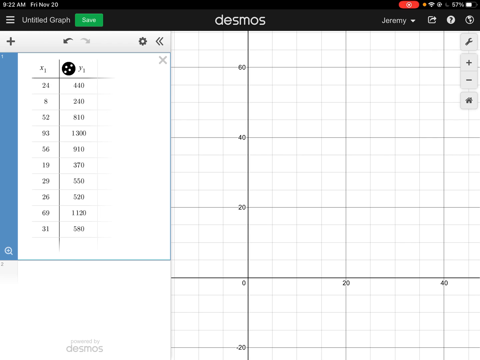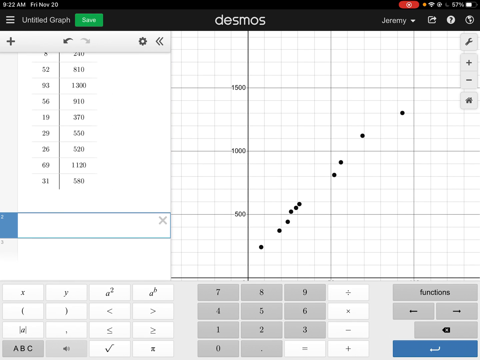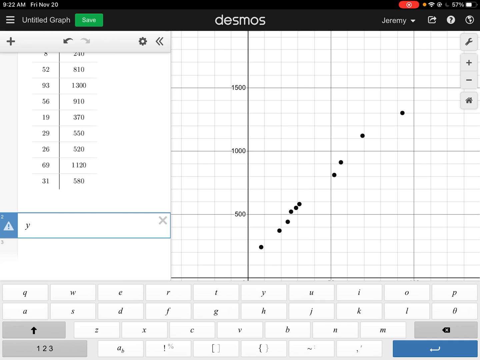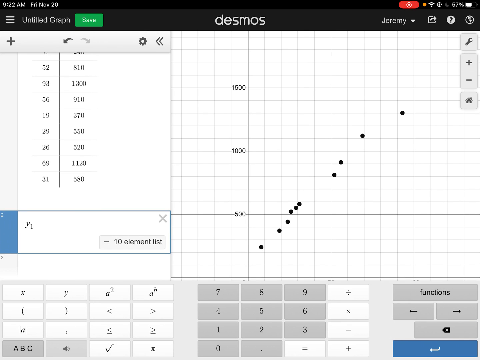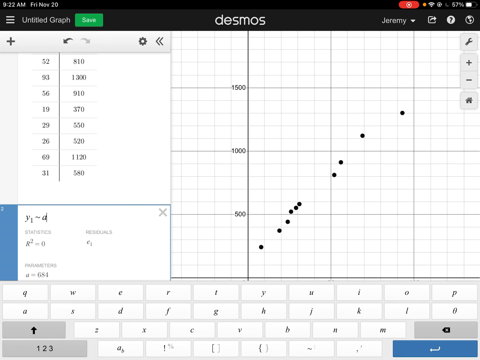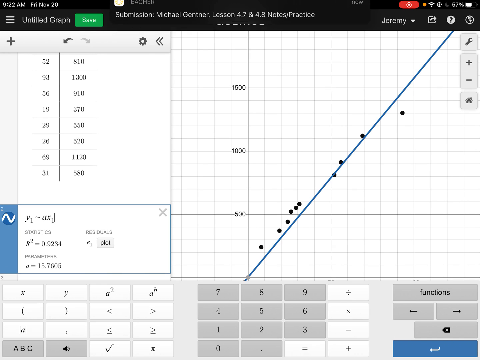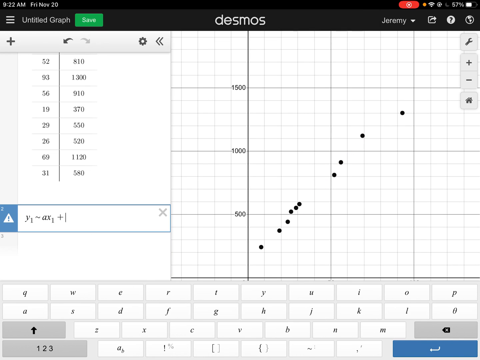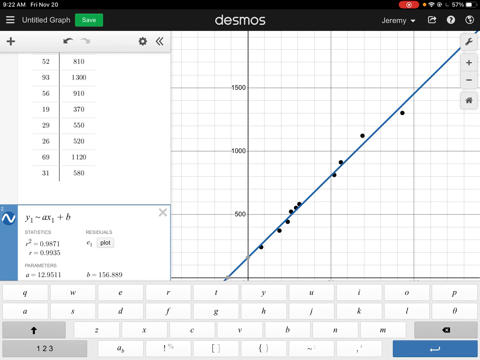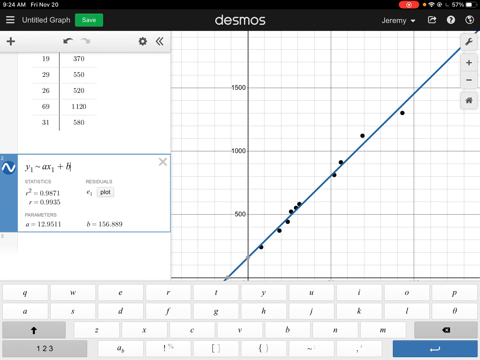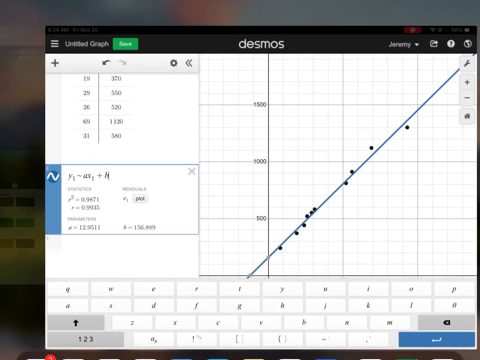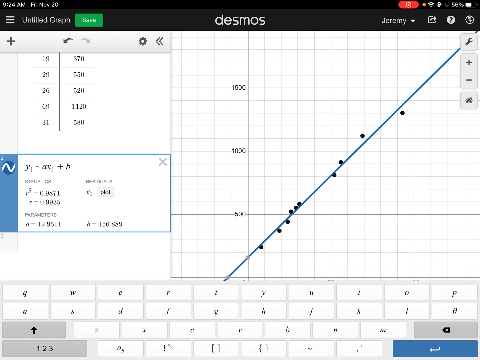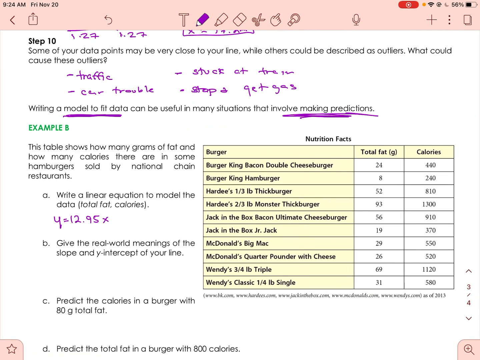So let's hit this little plus sign over here and it will show us our points. So there we go. And we want a line of best fit. To do that, you're going to go y, you're going to hit this little AB down here, AB sub 1. Notice it tells you there's 10 elements there. We want the approximate symbol, a x sub 1 plus b. You'll see it tells you what your equation would be. y equals 12.95x plus 156.89.